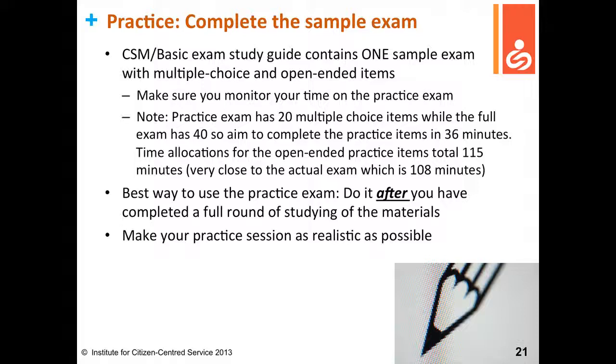And then when you go on to the open-ended questions, those open-ended questions total 115 minutes, which is pretty close. The questions on the exam total 108 minutes. So again, look at the timelines for each question, watch your time carefully, and make that practice exam as close to the real thing as possible.